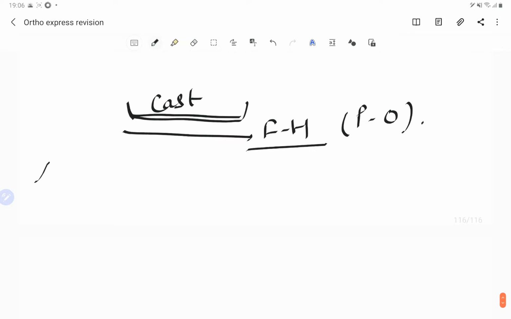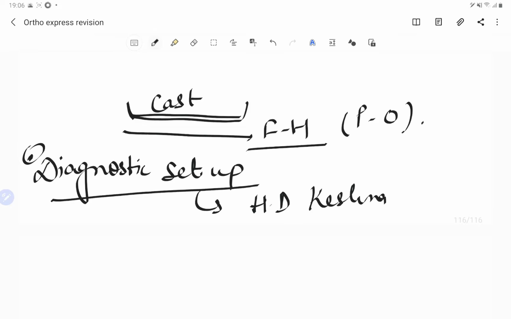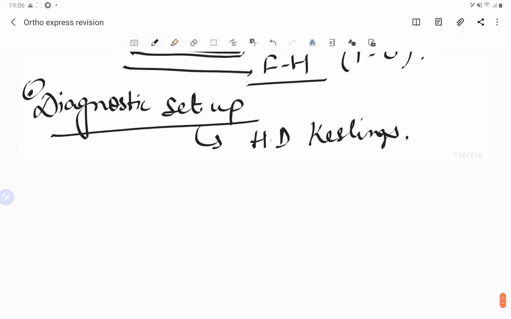Then the diagnostic setup, which was given by H.D. Kesling. It is useful in visualizing or testing the effect of complex tooth movement and extraction on the occlusion. Then we have electromyography.